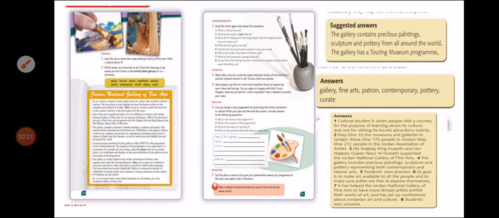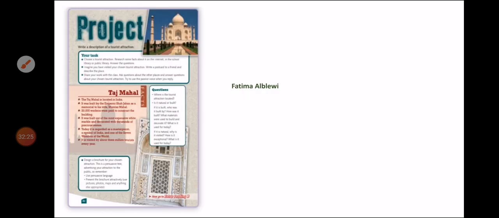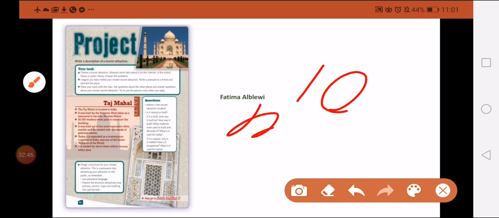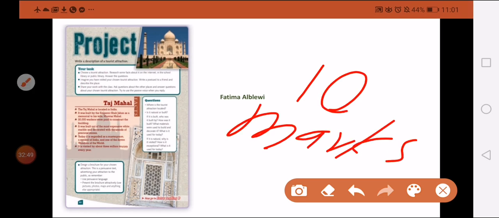Okay, and now we are going to page 82. Page 82, the project. The project will be to write a description of a tourist attraction. You need to make a description of what? Of a tourist attraction. Of course, this task will be worth 10 marks. Okay, it will be worth 10 marks.